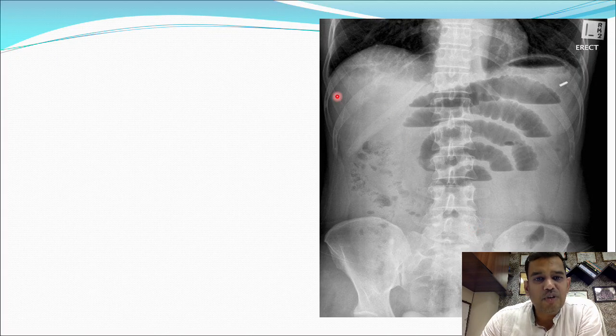Next is D. Are you able to appreciate the dome of diaphragm? Yes, I could see this right dome of diaphragm. This is the left dome of diaphragm. Below the right dome of diaphragm there is no radiolucency. There is a radiolucency over the left dome of diaphragm. That is the normal fundic gas that is normally present.